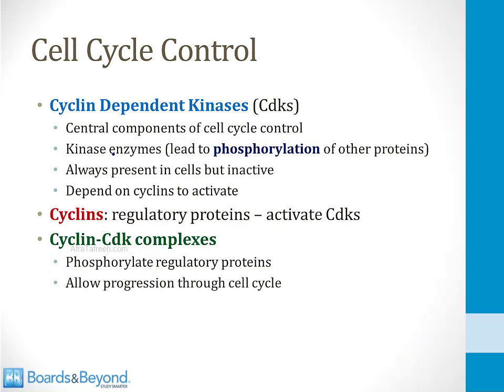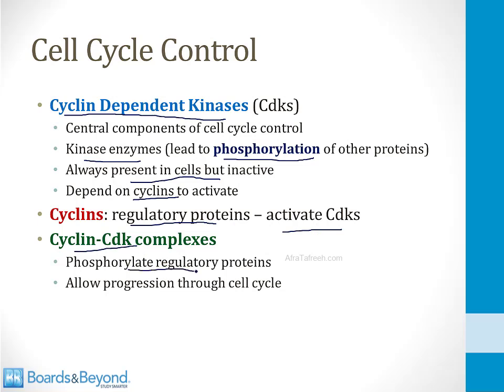So the first thing to be aware of about all of these checkpoints is that they depend on cyclin-dependent kinases, which I mentioned before. These are the central components of cell cycle control. They are kinase enzymes, which means that they lead to phosphorylation of other proteins. Any kinase enzyme phosphorylates something else. And they are always present in the cell, but they are inactive. So in other words, they are waiting to drive the cell through the cell cycle, but they're inactive, and they need other molecules called cyclins in order to become active. Therefore, this means that cyclins are regulatory proteins that activate the cyclin-dependent kinases. And cyclin-CDK complexes phosphorylate regulatory proteins, and they allow cells to progress through the phases of the cell cycle.